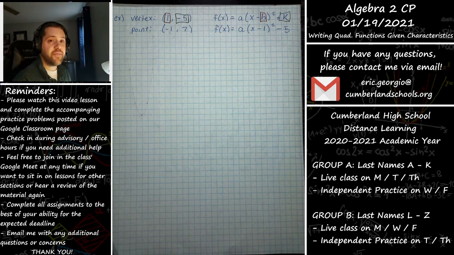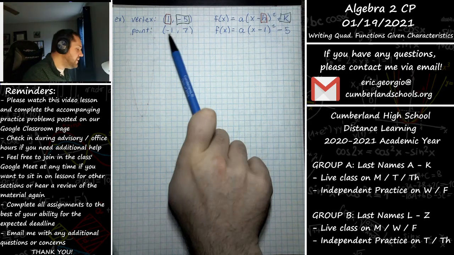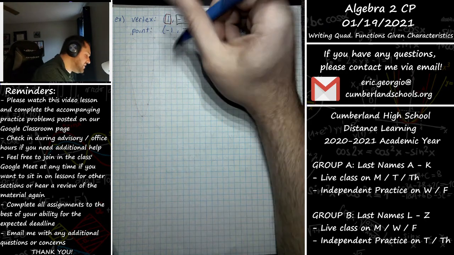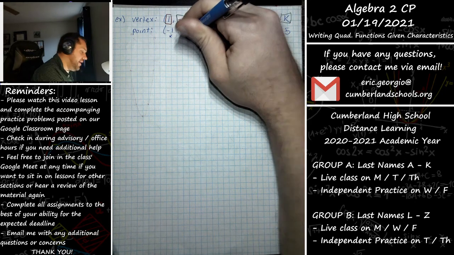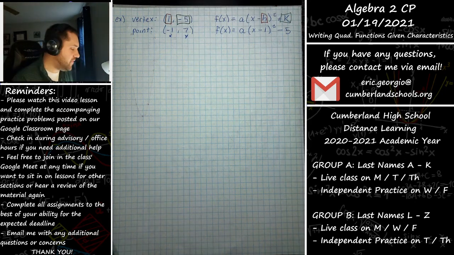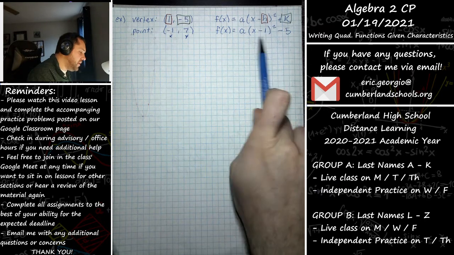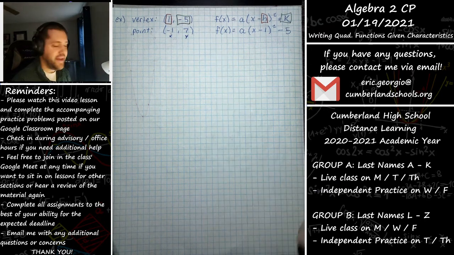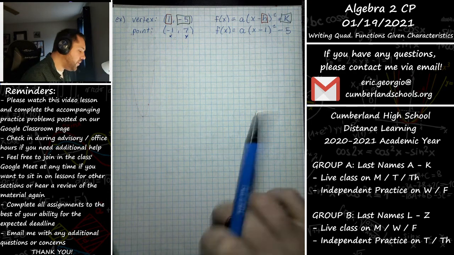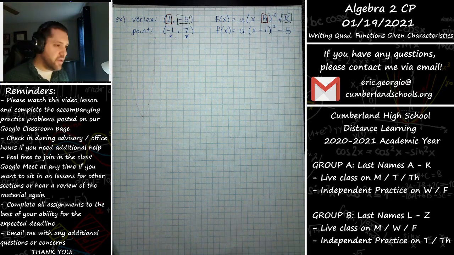Well, something that's of particular value is the fact that when I'm given a coordinate, that means I'm given a value for x and I'm given a value for y that satisfies this function, or in other words, fits into this function. So what I can do is take this value, plug it in for x, take this value, plug it in for y, or f of x, whatever the function outputs, and then solve for a. And that would allow me to build my function.